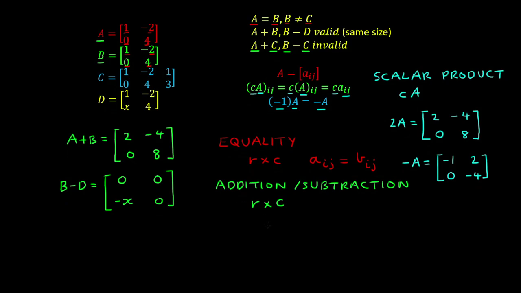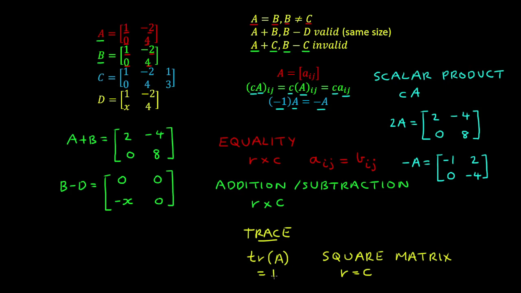Now our final basic operation is the trace of a matrix, which is written as follows, and this is only defined if A is a square matrix. So effectively the number of rows is equal to the number of columns, and it's the sum of the entries on a diagonal. So effectively the trace of matrix A is 1 plus 4, which is 5.